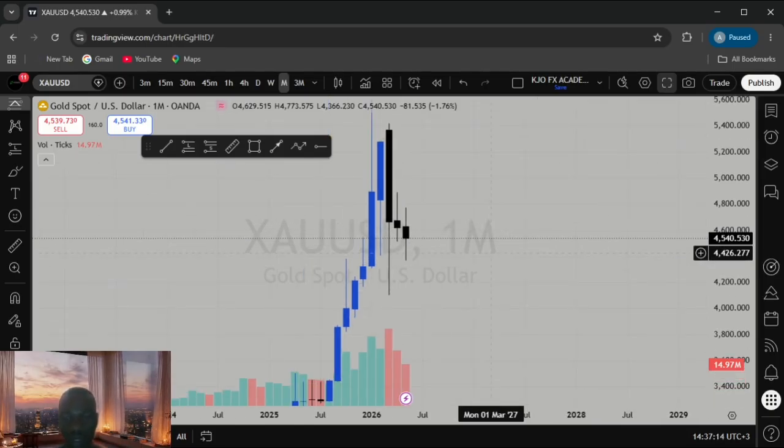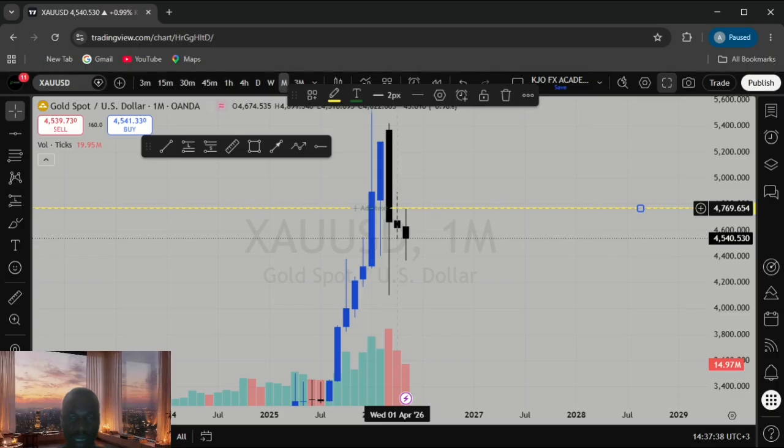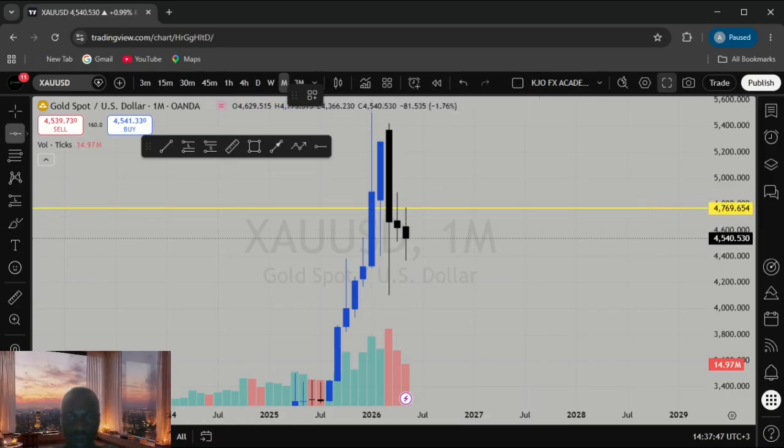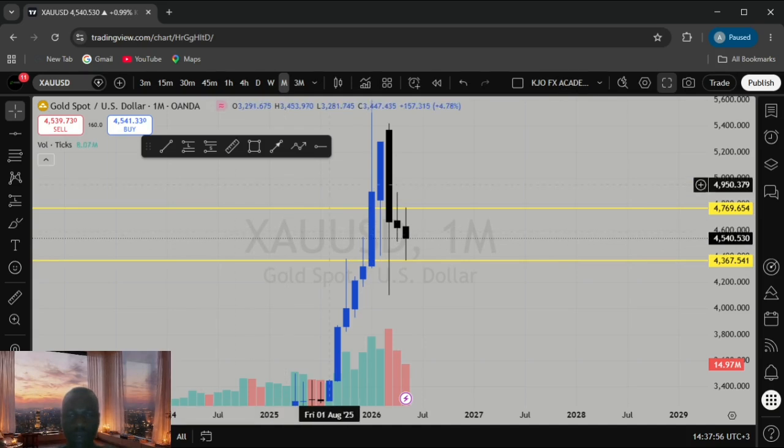If we were still in a new week, when the week has already ended, then I would be in the weekly time frame. But since the month already ended, I'm going to mark this month. We are seeing that it's a high. I'm going to use this horizontal line. You just come there. So its high is at that point, around 4778. That's its high. Then its lowest point is around 4367.